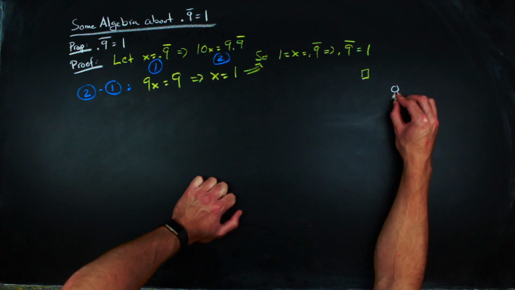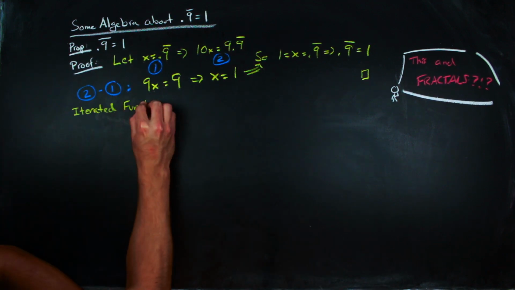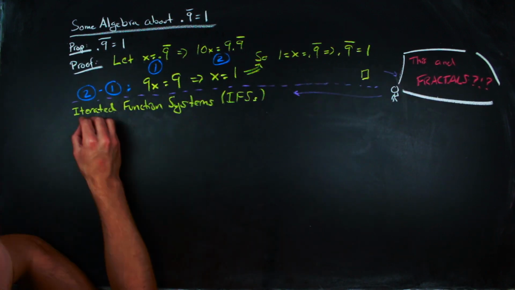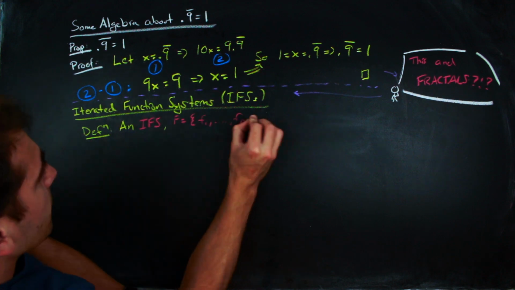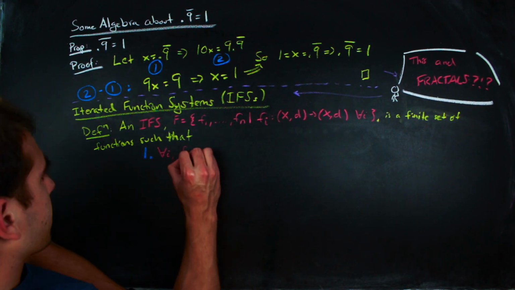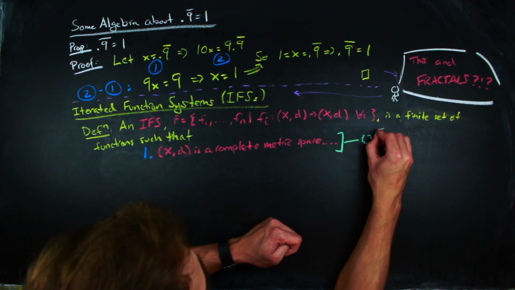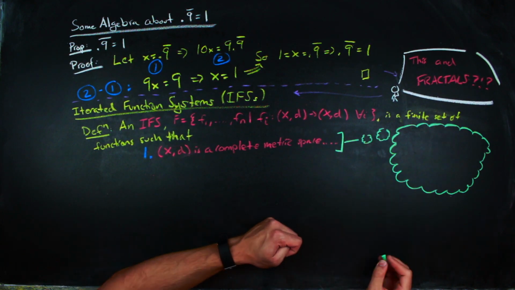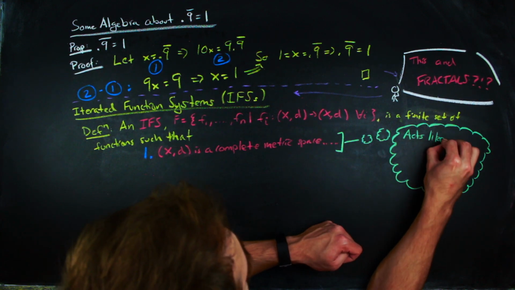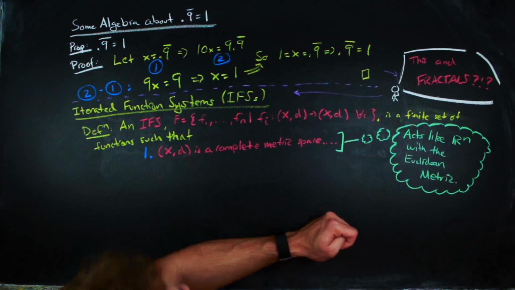There's another way to think about this, though, as it relates to fractal geometry and one of the mathematical devices used to generate fractals, iterated function systems. To start, an iterated function system is a finite set of contraction mappings on a complete metric space. Now, we're not going to focus too much on what complete means here, but just know that a metric space is a set with a notion of a distance.